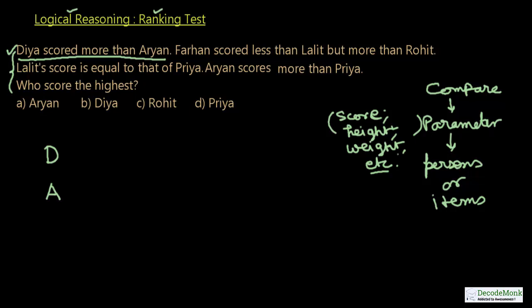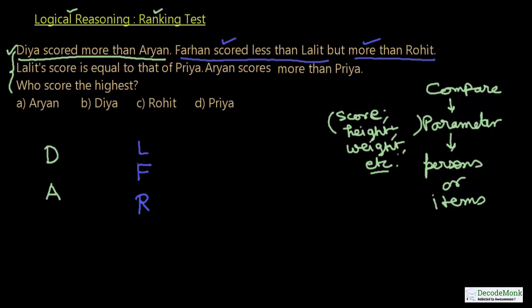Coming to the second statement, Farhan scored less than Lalit but more than Rohit. So again I will convert this statement to our understandable code. It says Farhan scored less than Lalit, so Farhan will come under Lalit, but more than Rohit, so Rohit will come below Farhan. These things should be understandable to you, because Farhan scored less than Lalit but more than Rohit.